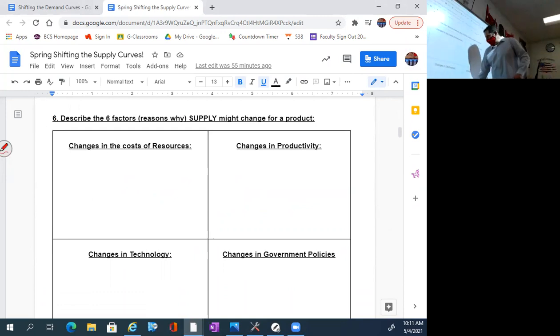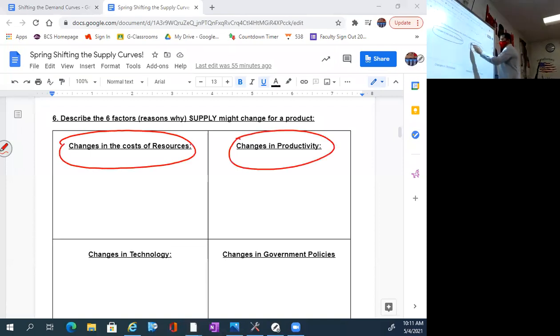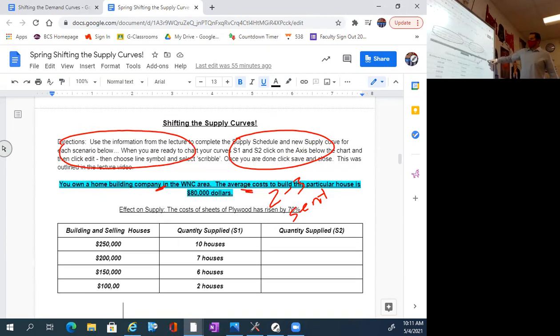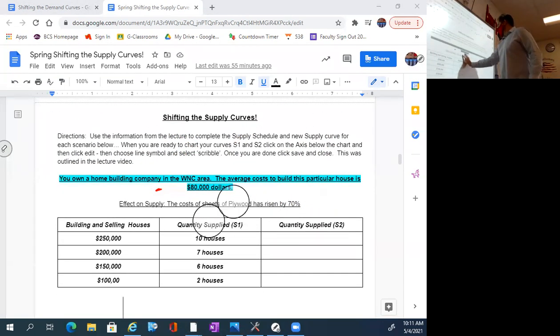So what I did was I took pictures of each one of these, and they're just little paragraphs in the textbook, and they're really good. So instead of listening to me for another 15 minutes, read these little paragraphs and write 2 to 3 sentence definitions on them. And then you're going to be a builder. I just created this the other day. You're going to be a builder in Western North Carolina, and I've given you some information here. Then you're going to use those 6 things you learned, why the supply curve would shift. They're going to happen to you as a builder. Then you have to tell me whether you would increase the supply of houses or slow down as a builder. You've got to get that right.